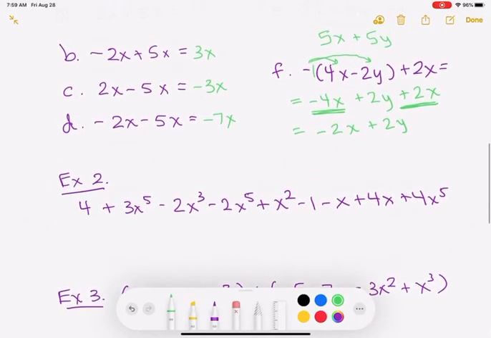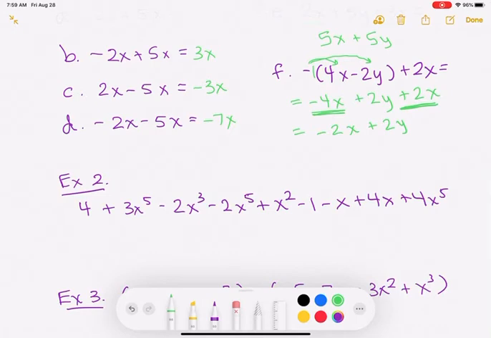All right, so now this one is huge. Look how long this one is. I'll start this one out with you. Example 2, go ahead and write this down. I have 4 plus 3x to the 5th minus 2x cubed minus 2x to the 5th plus x squared minus 1 minus x plus 4x plus 4x to the 5th. Wow, that is long.